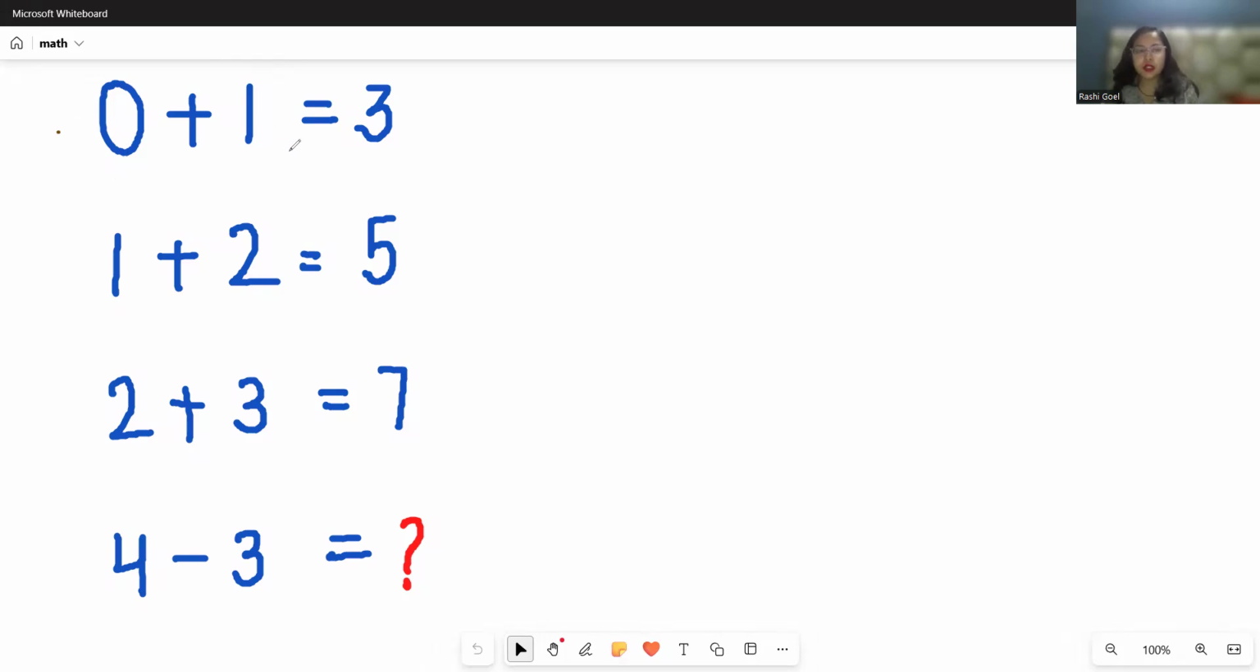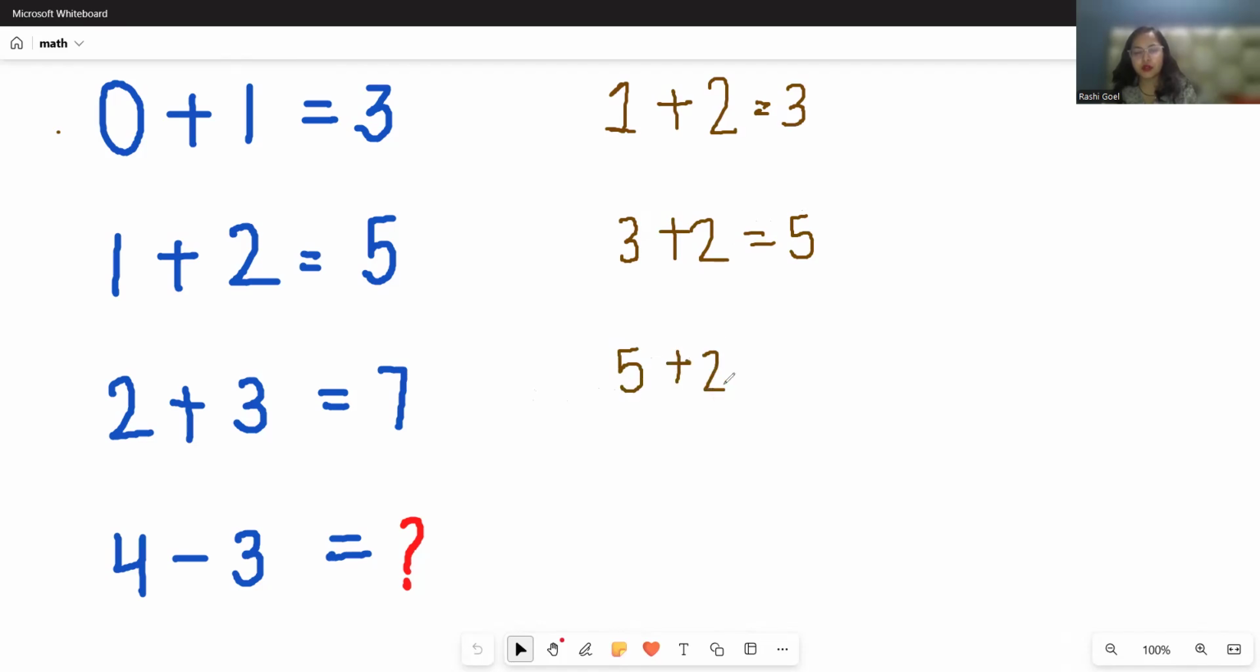So 0 plus 1 is 3. How? 0 plus 1 is 1 and 1 plus 2 is 3. Now 1 plus 2 is 3 and 3 plus 2 is 5. Similarly, 2 plus 3 is 5 and 5 plus 2 is 7. So here 4 minus 3 is 1, and what we are doing, adding 2. So 1 plus 2 is 3. So what replaces the question mark?